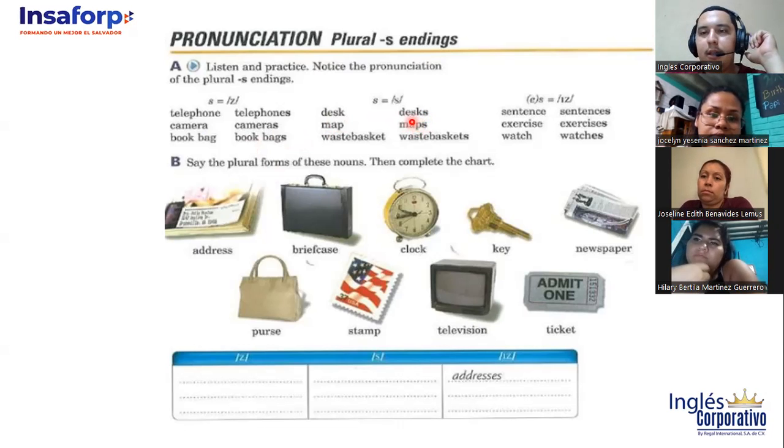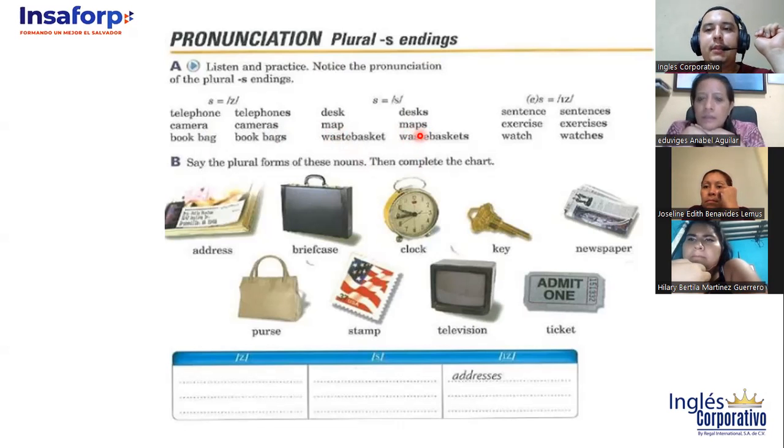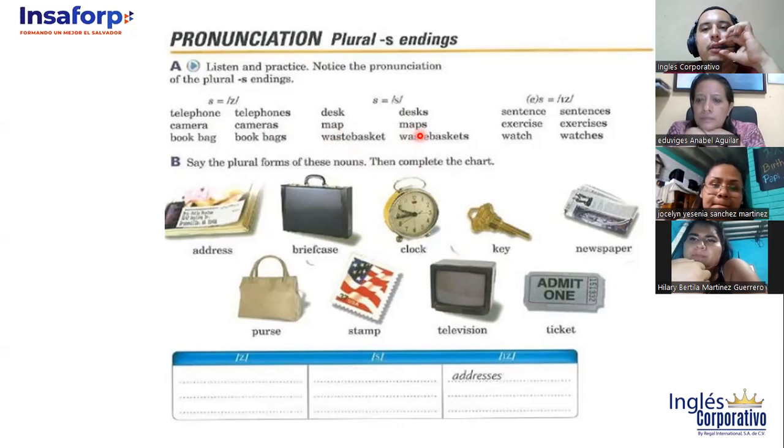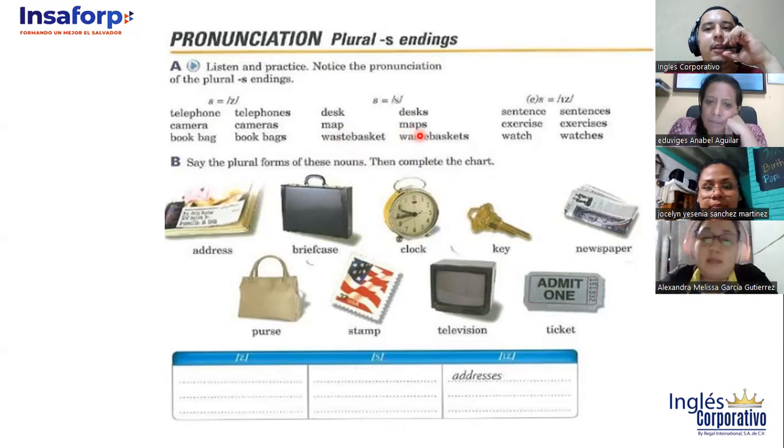If you listen carefully, the plural of desk, desks, the S is a little bit low, like when you are blowing the soup, it sounds like that. We have map. The plural, maps. Maps. It is like an explosion in your lips. It is like when you are biting the upper lip and the lower lip. Maps.